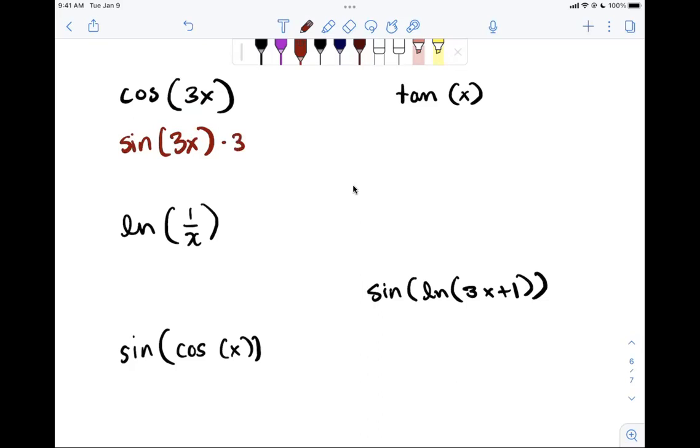For the natural log of 1 over x, again we're just going to look at the derivative of the natural log. That's 1 over x, so 1 over x. So we just plug this into the derivative, times the derivative of 1 over x, which is negative x to the negative 2. So negative 1 over x squared. And then we can simplify this: x moves up top, and I think we're left with negative 1 over x.